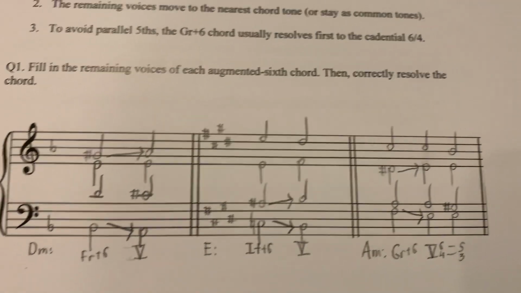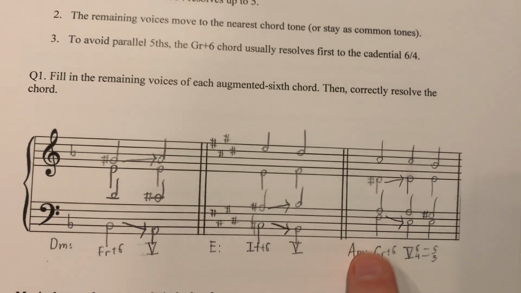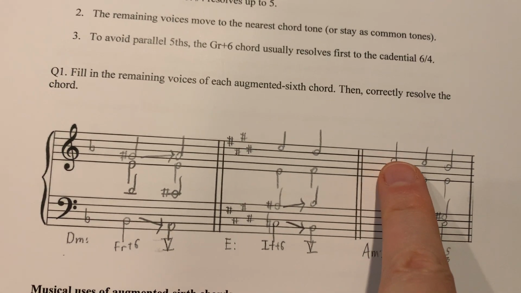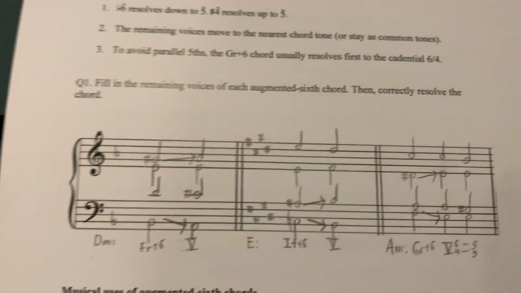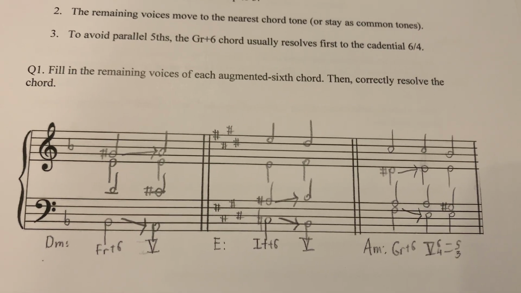Now you'll notice when I go from the German augmented sixth to the conventional 6/4, especially if you're in a minor key, what happens is you just hold those notes over and then they resolve down. So basically when you hear that, all you hear is the augmented sixth interval resolving out.